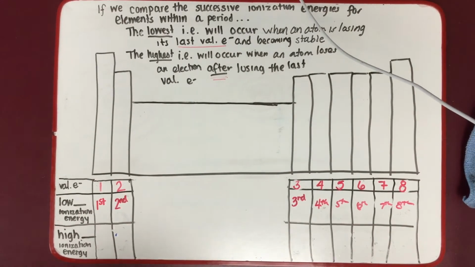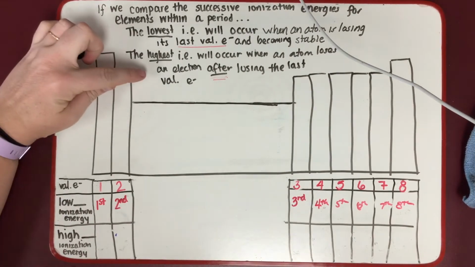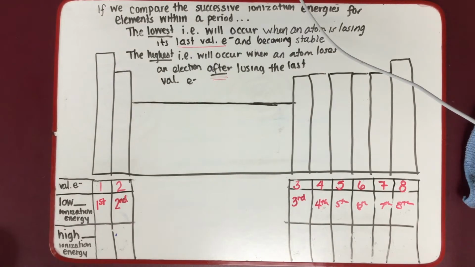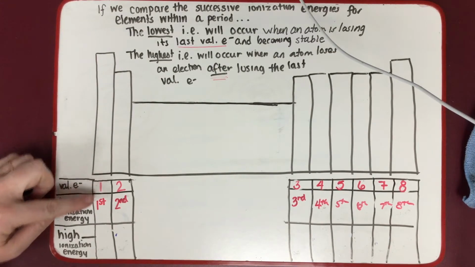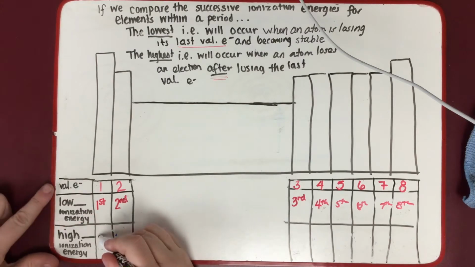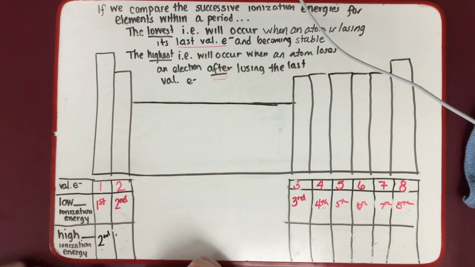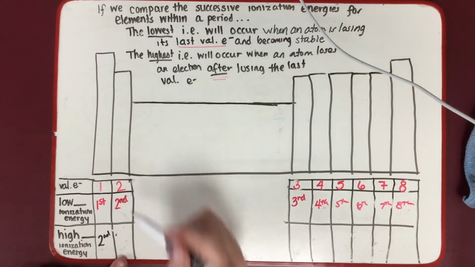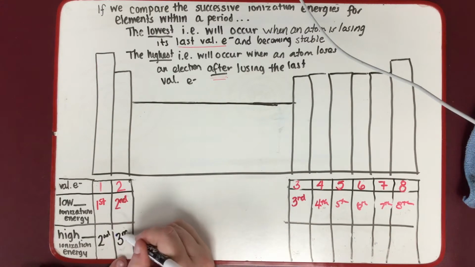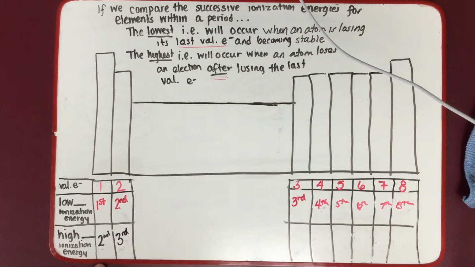The high ionization energy will always occur after an atom loses its last valence electron. So for the first group, it wanted to lose 1. It does not want to lose the second, so that'll be a high second. Group 2 wanted to lose 2, it does not want to lose 3, so that'll be a high third. And we really can just continue then all the way across the row.